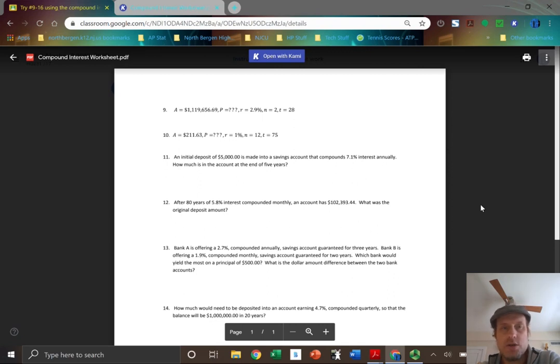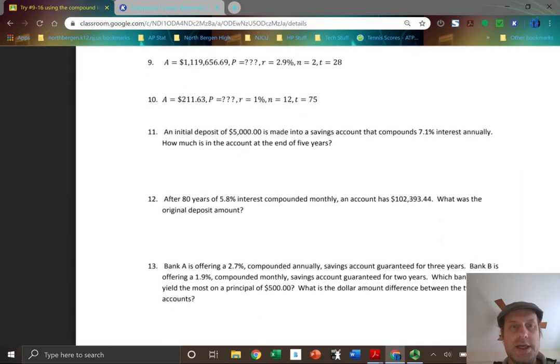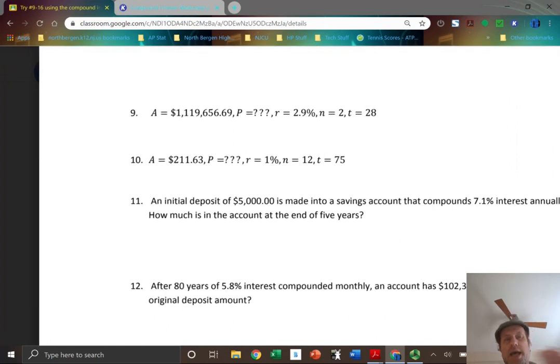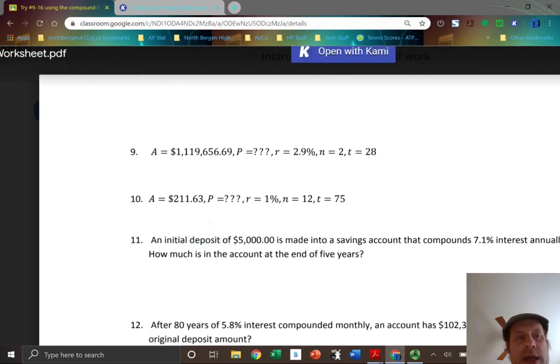I wanted to explain a couple of problems from this recent compound interest worksheet that I gave. There were some questions on it, so let's take a look right here. Problems 9 and 10 were the most asked problems. The variables they use are different than what I use, so let me clear that up. And I said that in Google Classroom.